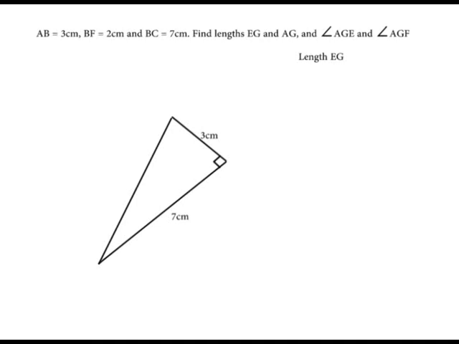Using Pythagoras theorem, EG squared is equal to 3 squared plus 7 squared. To find EG, you are going to have to find the square root on both sides. And you shall get EG is equal to 7.62 centimeters.